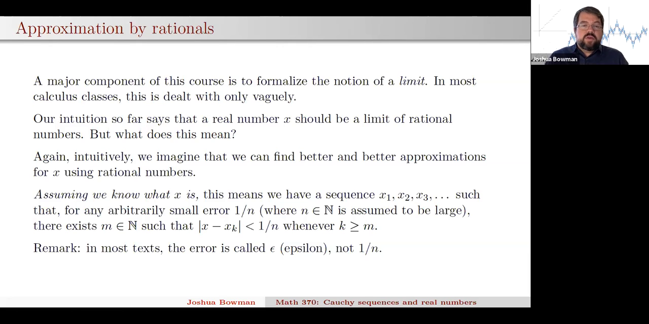Now, our book uses 1 over n, where n is a natural number. There's a reason for that, and I will stick with that convention. But you will see in most other texts that this error, instead of being called 1 over n, is called epsilon, using the Greek letter epsilon, which looks like a variation of e. And so you'll hear that term elsewhere, but we'll be using 1 over n.